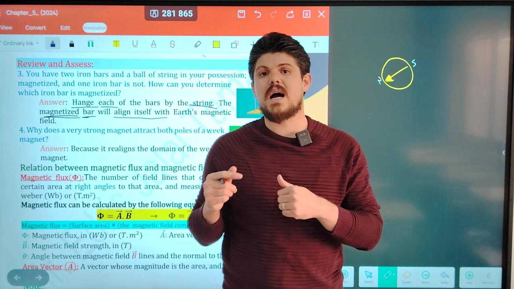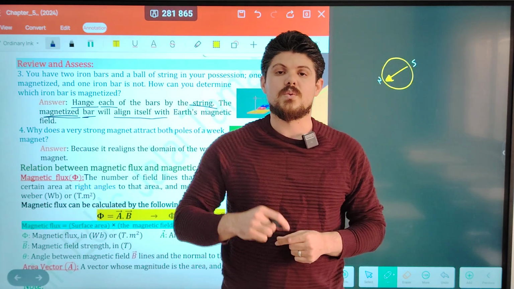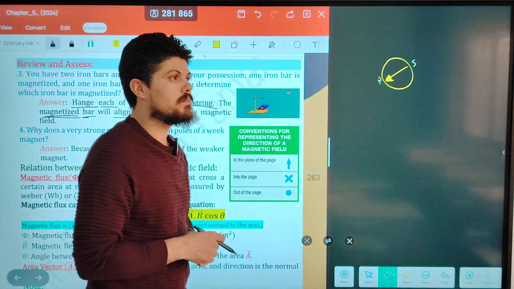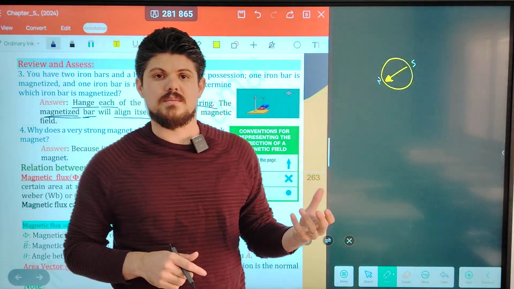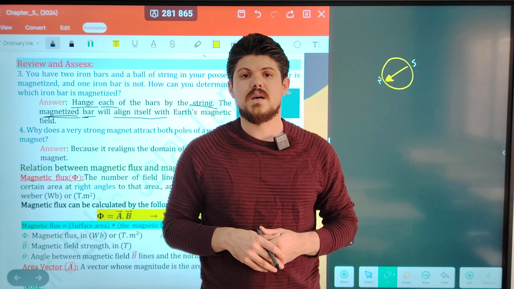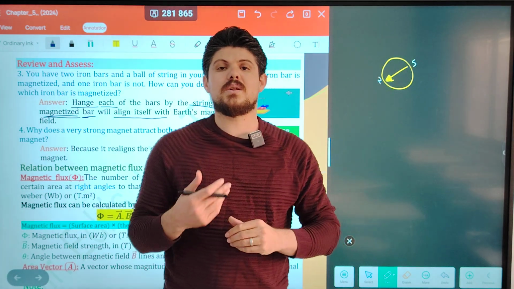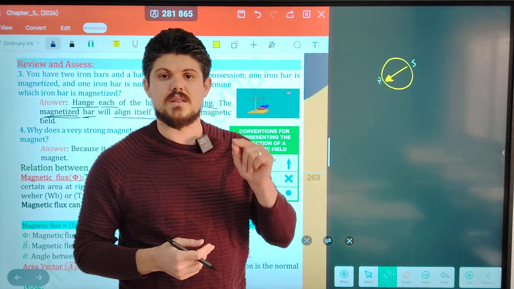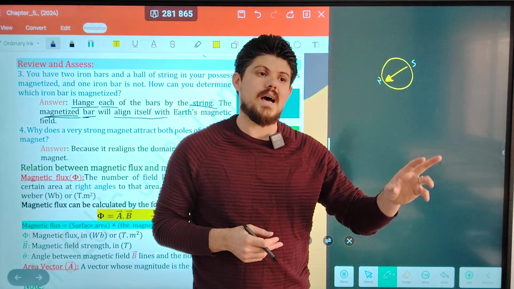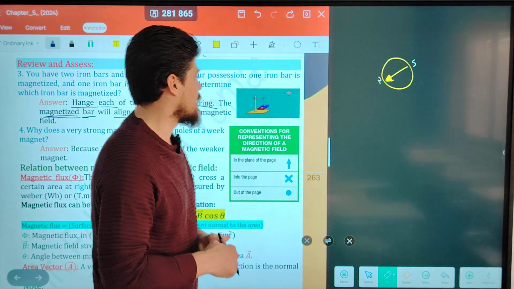So the magnetized iron realigns with what? With the Earth's magnetic field. But the iron bar that is not magnetized doesn't realign. So the bar that realigns with the Earth's magnetic field, we can say this bar is magnetized. The other, when it is not realigned with the Earth's magnetic field, is not a magnet.